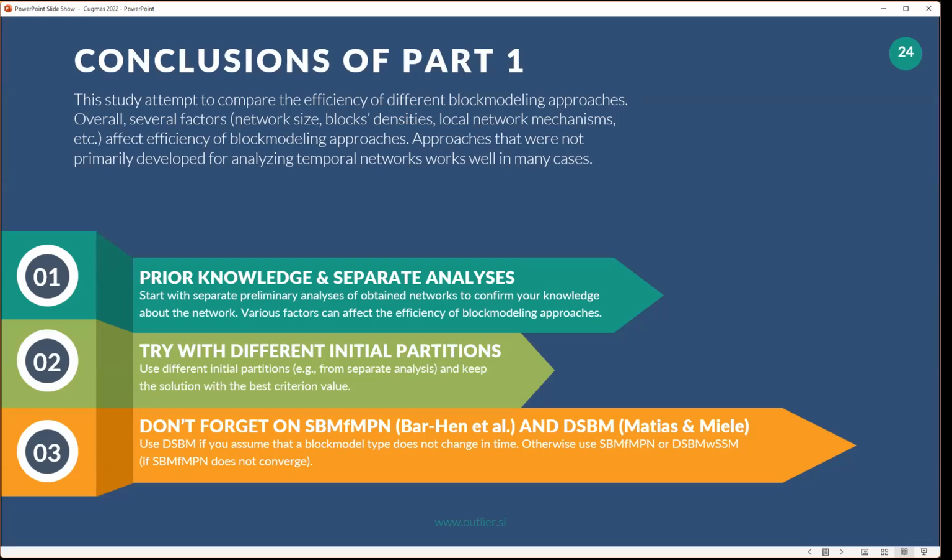So my conclusions and recommendations for you would be: always use prior knowledge and run some separate analysis as a preliminary analysis to confirm your knowledge about the network. Then the second advice would be to try different initial partitions, because this can increase the validity or the quality of your obtained final partitions. And do not forget to use stochastic block modeling for multipartite networks and dynamic stochastic block modeling, depending on whether you assume a block model type that changes or not in time.